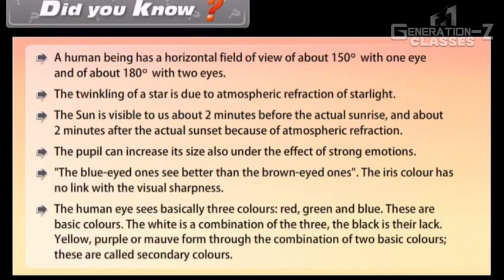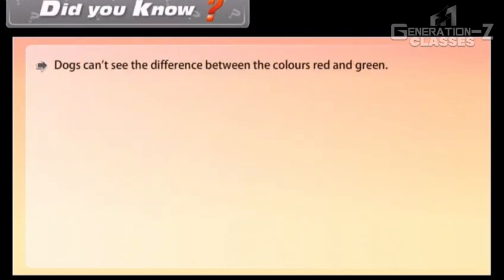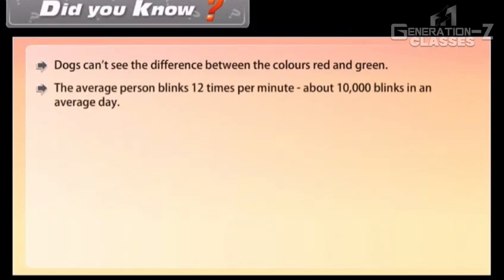The human eye sees basically three colors: red, green, and blue. These are basic colors. The white is a combination of the three. The black is their lack. Yellow, purple, and mauve form through the combination of two basic colors. These are called secondary colors. Dogs can't see the difference between the colors red and green. The average person blinks 12 times per minute, about 10,000 blinks in an average day.